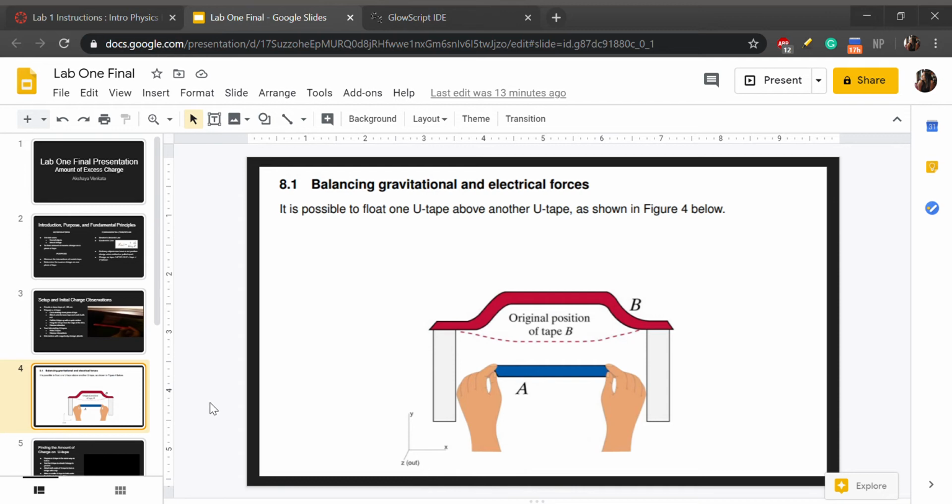So now that we've established the basics, the lab actually is trying to balance gravitational and electrical forces by creating a U-tape that floats above another U-tape. So here in this figure, we see a U-tape B suspended between two books, and then a U-tape A below that U-tape B, which actually repels tape B and causes it to balance out with gravitational force, allowing it to levitate.